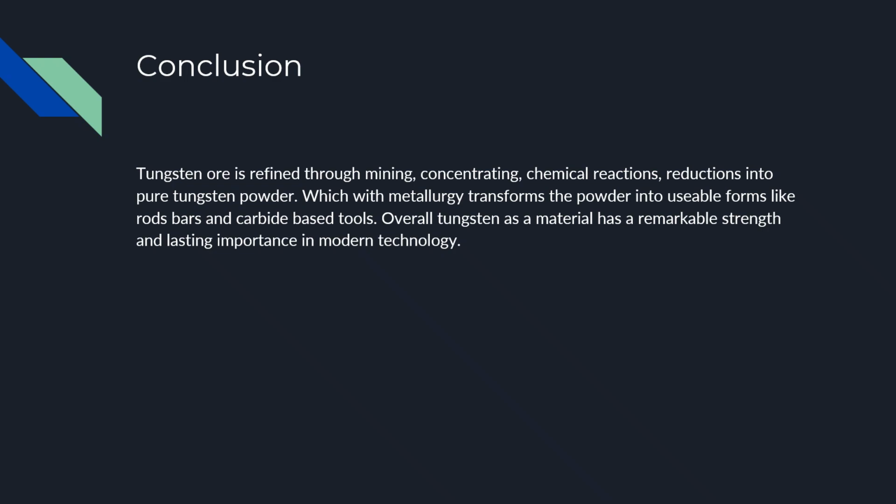Conclusion. To summarize, tungsten ore is refined through mining, concentrating, chemical reactions, and reduction into pure tungsten powder, which with metallurgy transforms the powder into useful forms like rods, bars, and other carbide-based tools. Overall, tungsten as a material has remarkable strength and a lasting importance in modern technology.